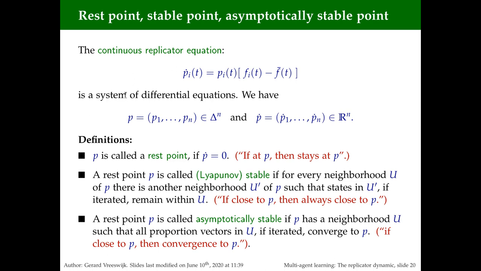So the weakest form is a rest point, and a rest point may not be a stable point, and a stable point may not be an asymptotically stable point, but the converse, of course, is true. If there's convergence in the neighborhood of that point, then of course that's a very strong form of being close, always close. And if a point is Lyapunov stable, or just stable, then it is of course a rest point.